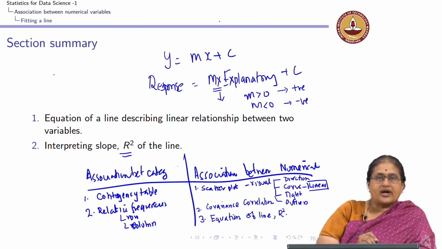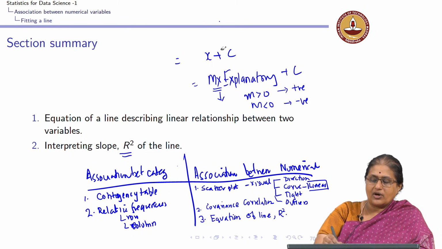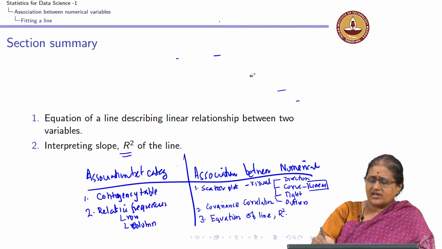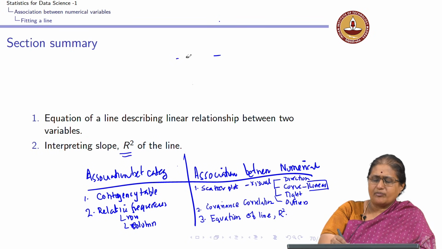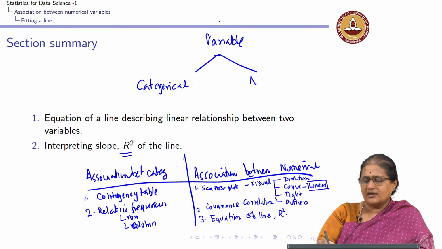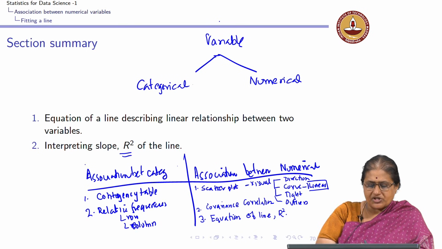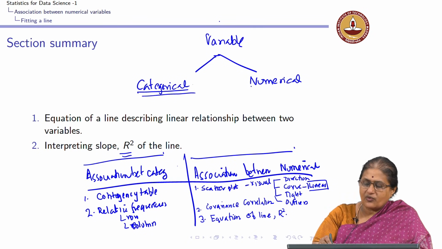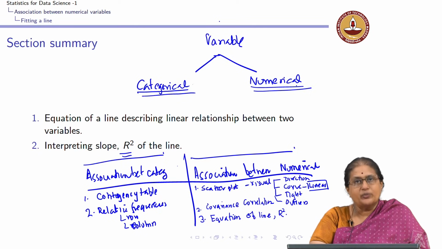So, now if you look at variables, again you go back to where we started from, and we saw that when we look at variables, I can broadly classify my variables or my data as categorical data and numerical data. So, this portion looked at association when both my variables or pair of variables are categorical. This looked at what happens when the pair of variables are numerical in nature.